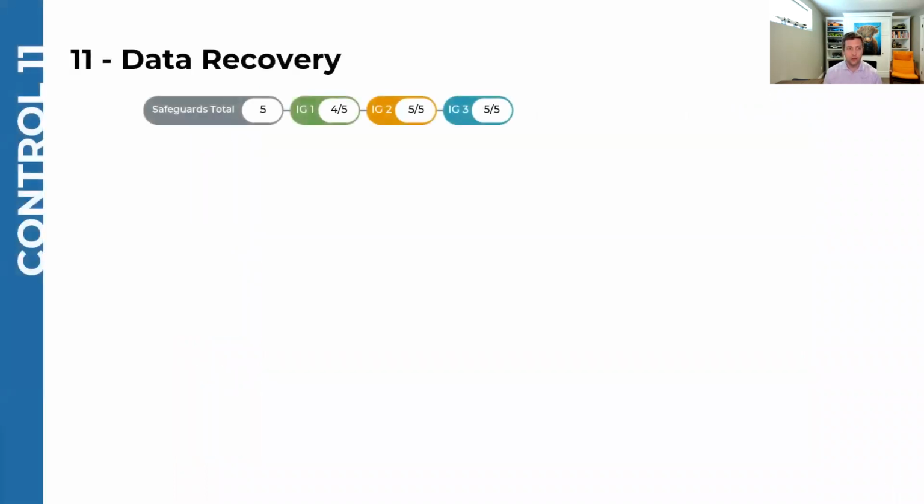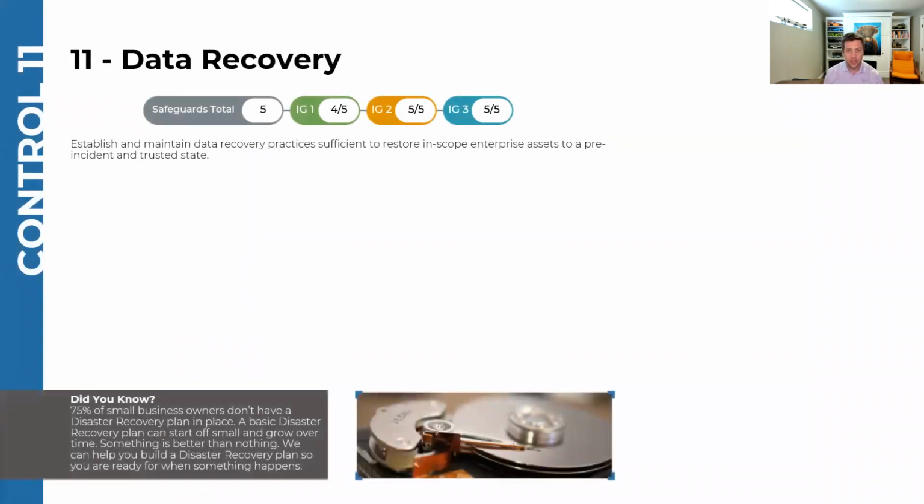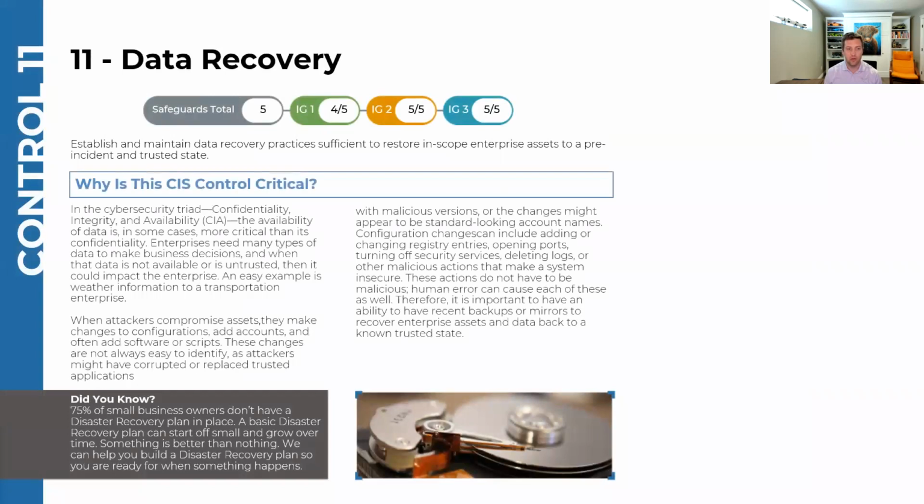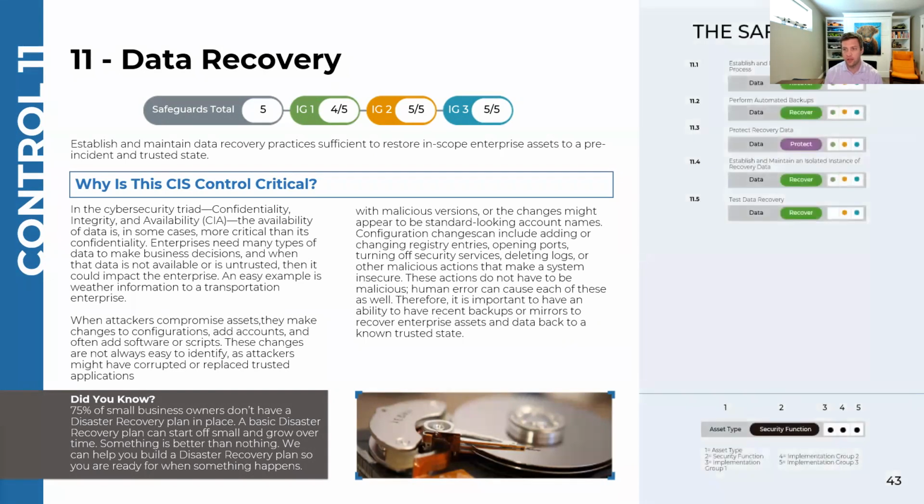We've already gone through the first 10 CIS controls. Number 11 is data recovery. Now, this one here is about recognizing that the ability to restore information or to recover after an incident is very important. So in implementation group 1, we see that there's 4 out of the 5 controls within this.